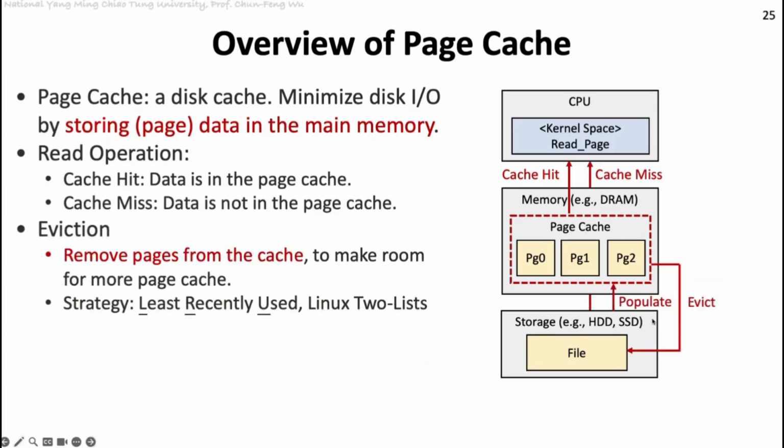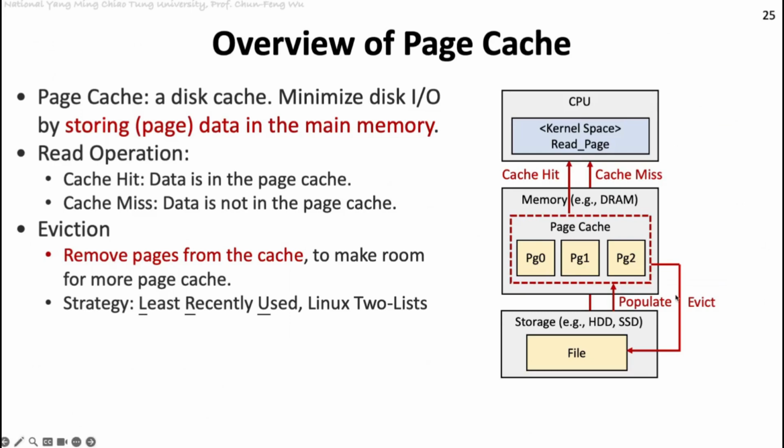I think it's not quite important. Then if we write back the data from the memory to the storage, we call it eviction. Eviction removes pages from the cache to make room for more pages, because usually the page cache will eat up the memory. So the larger it is, the more memory you need to sacrifice.